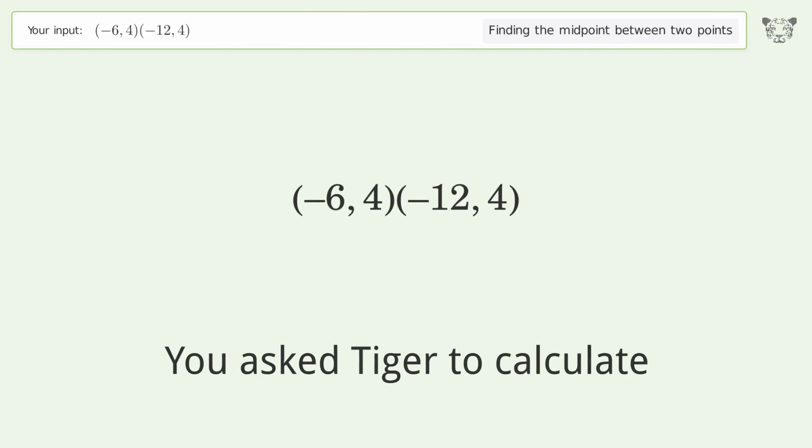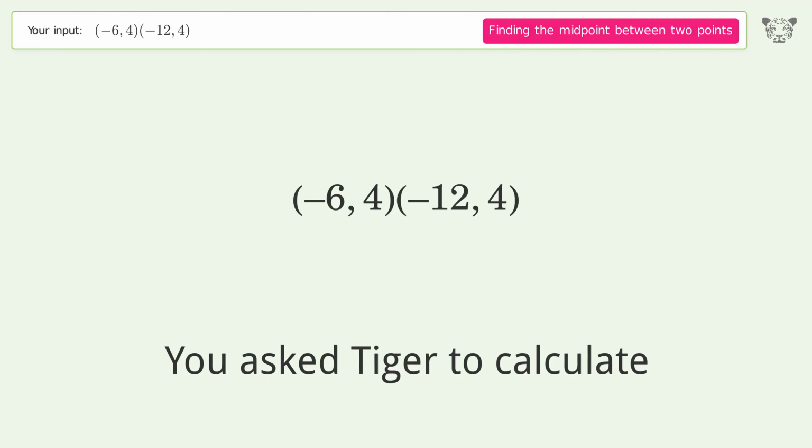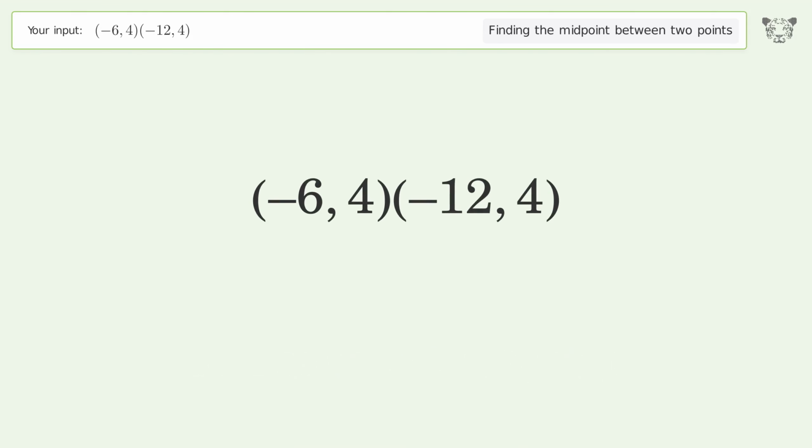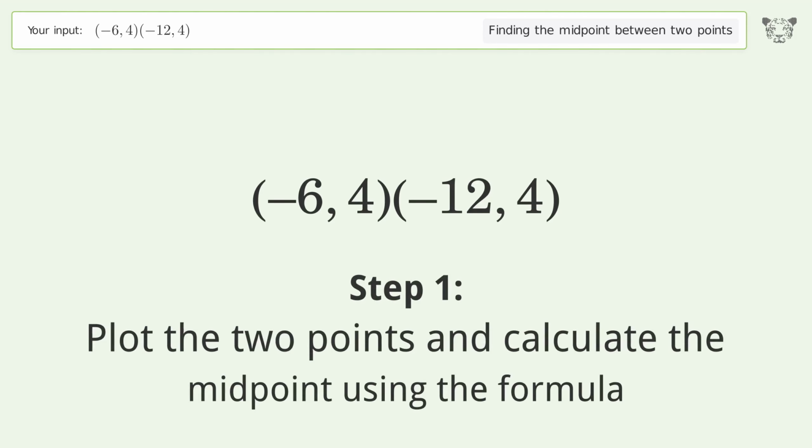You ask Tiger to calculate. This deals with finding the midpoint between 2 points. The midpoint between the 2 points is -9, 4. Let's solve it step by step. Plot the 2 points and calculate the midpoint using the formula.